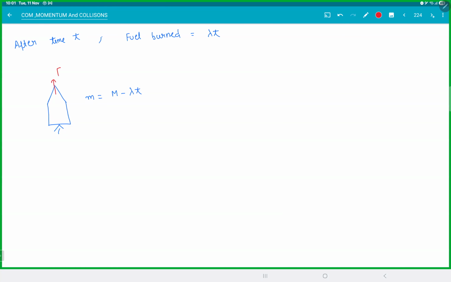Interestingly here, the thrust force remains constant. So in a rocket, when it is going, it's not the thrust force that changes, the mass changes, and the thrust will be u relative into dm by dt, which is lambda. So this is u relative into lambda. Remember, u relative is constant, lambda is constant.